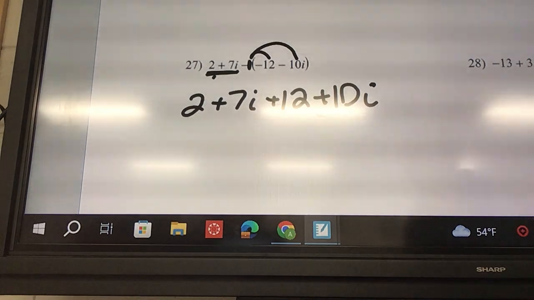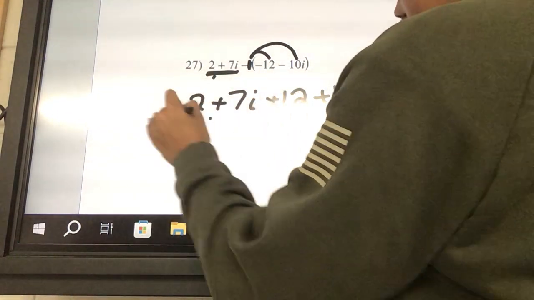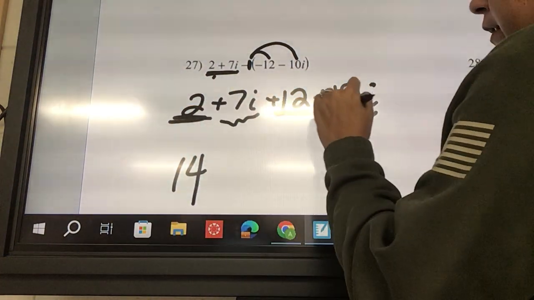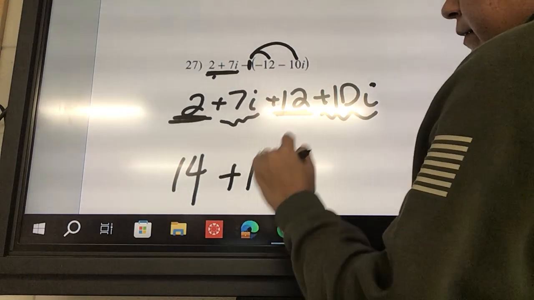Then we look at this and say, well, what can I put together? Well, I can put this 12 and this 2 together to give me a 14. And I can put this 7i and this 10i together to give me a positive 17i.